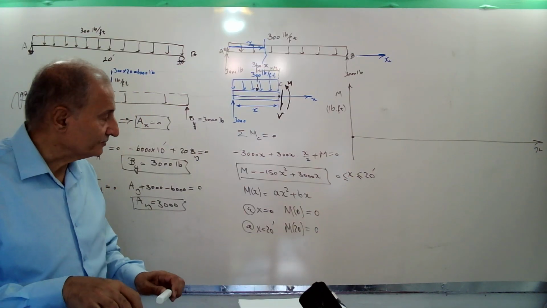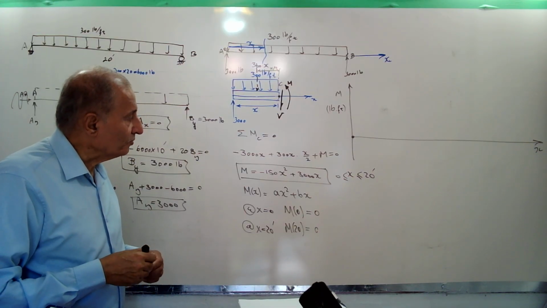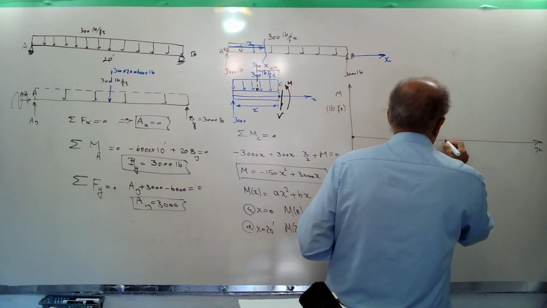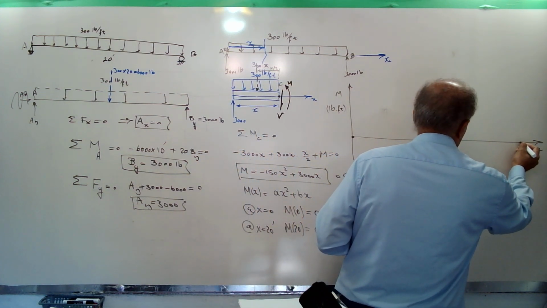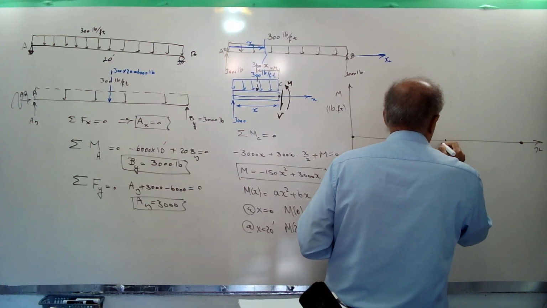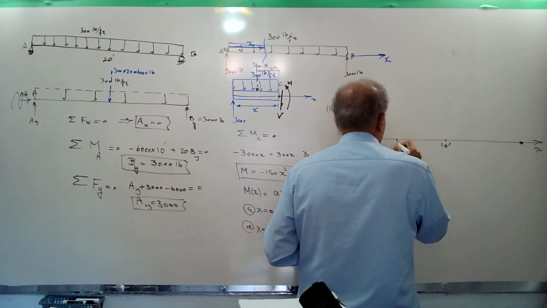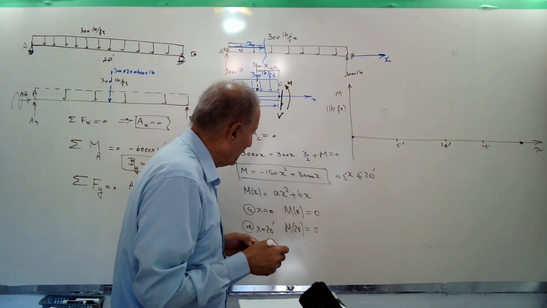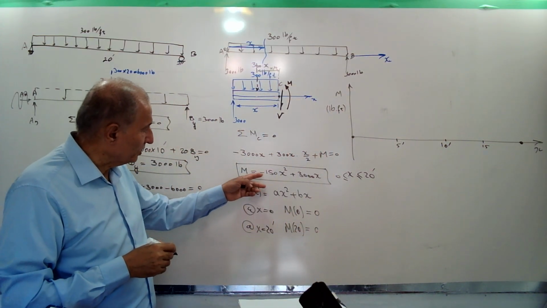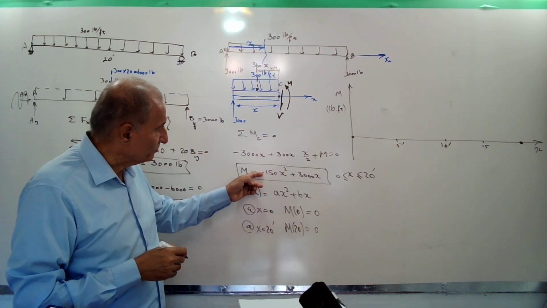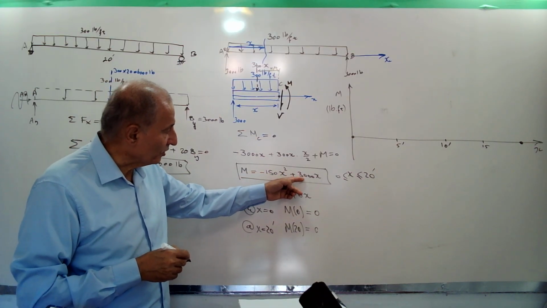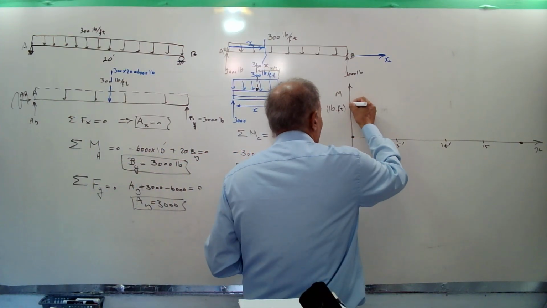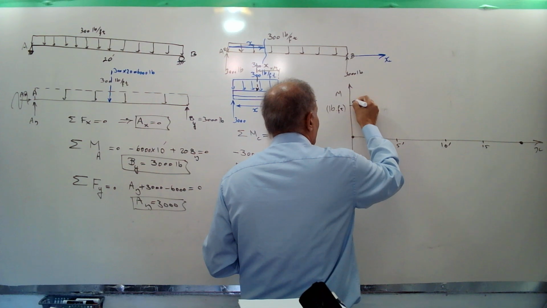Then we need more points. At the middle, because this is 0 here, here is 10 feet, here is 5 feet, here is 15 feet. Let's draw. At 10, if you substitute x equal to 10, 100 times 150 is 15,000, minus that, plus 3,000 times 10, 30,000, minus 15,000 is 15,000. Draw it, 15,000 here.